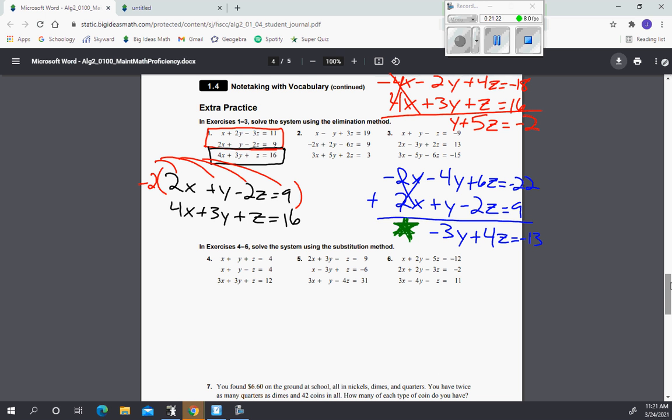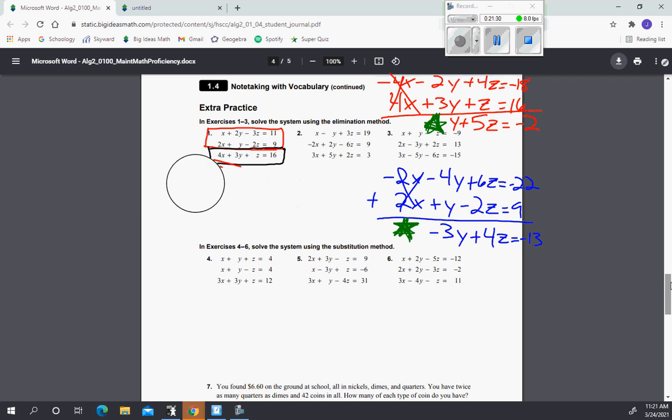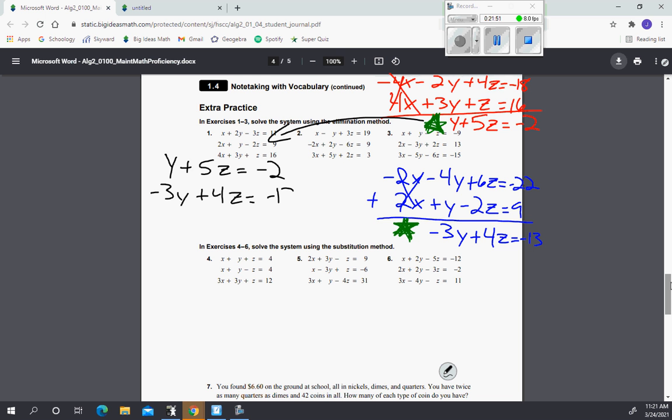Okay. Now, I have two equations with y and z, which is what I want. I got rid of a variable, I got rid of x. We're going to combine those two equations together. So, y plus 5z equals negative 2. Got that from up here. And then I'm going to write the other one, negative 3y plus 4z equals negative 13.